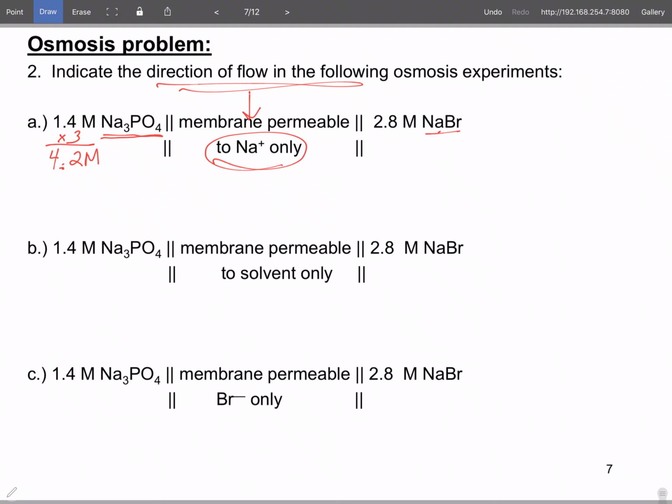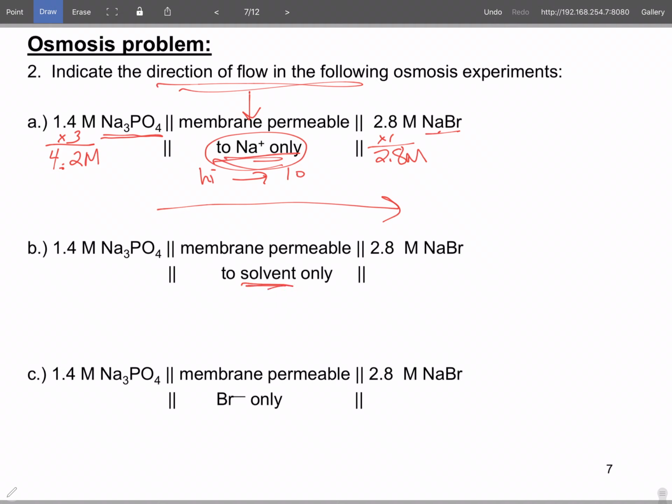This one only has 1, so we're going to multiply by 1. So we're looking at 2.8 molar on the right-hand side and 4.2 on the left-hand side. And again, I like to screw up left and right, so I like drawing arrows, but we'll look at left and right here. So if we're looking at solvent only, we're going to flow high to low. So that means we're going to flow this way. Okay, that one's really straightforward.